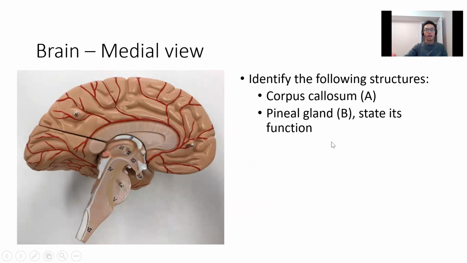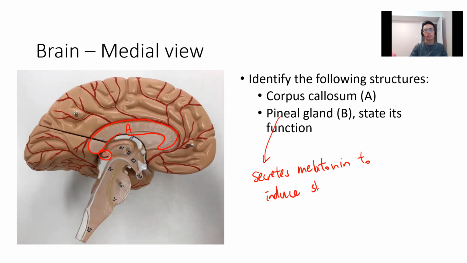Medial view, identify the following structures. Corpus callosum, you should have no problem identifying that by now. Pineal gland is right here, this little tiny gland. Pineal gland secretes melatonin. What do we need melatonin for? Sleep. That's right, to induce sleep. You're gonna feel tired if you have a lot of melatonin.